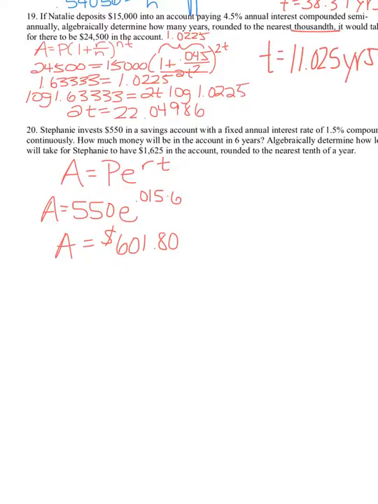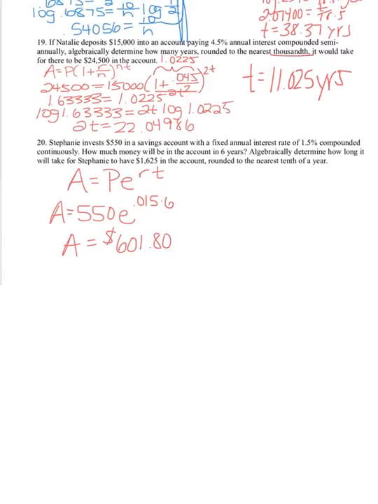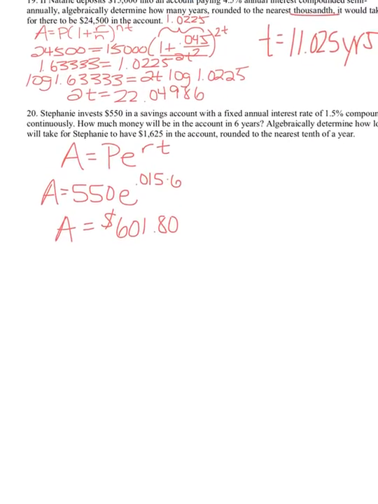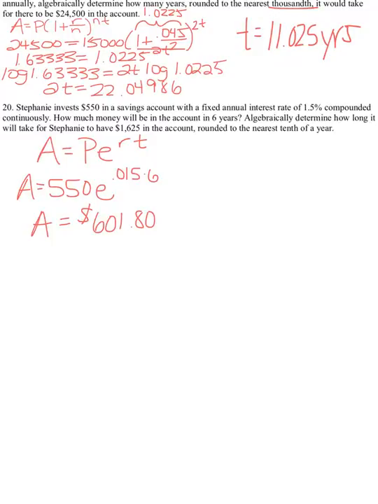The second question, a little bit more meat to it, algebraically determine how long it will take. So how long is t? And we want to have 1625 in the account. So 1625 equals 550 e raised to 0.015t. Divide both sides by 550. I get 2.95454. Keep that decimal. Equals e to the 0.015t.